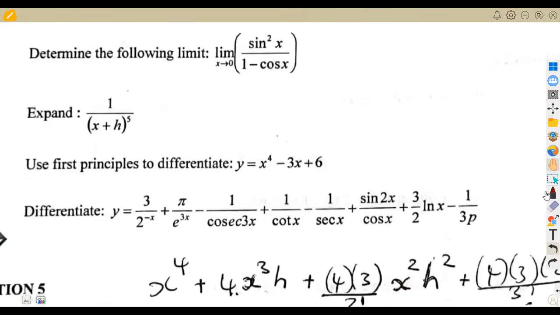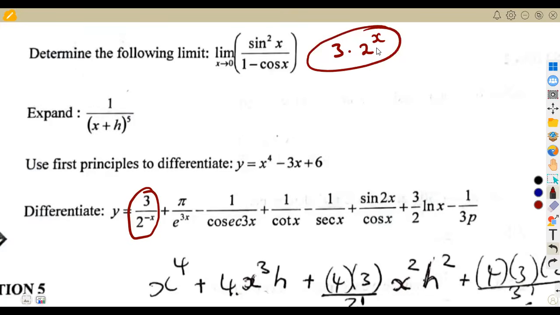Can we find the derivative of 3 over 2 to the exponent of negative x? It's impossible because of how this 2 is written. So meaning to say, we can take this negative exponent on top and write it as a positive. So it's supposed to be 3 times 2 to the exponent of positive x. This is what we're supposed to have. Then we can determine the derivative now.